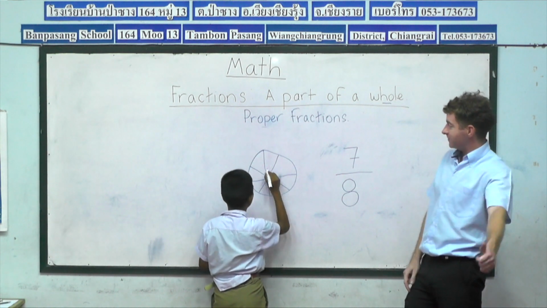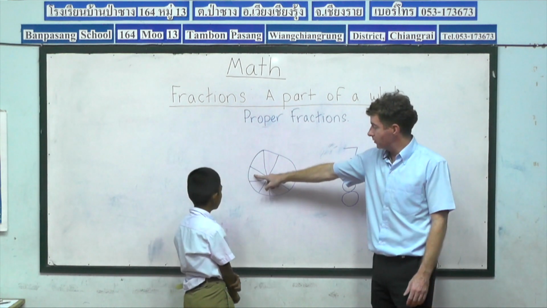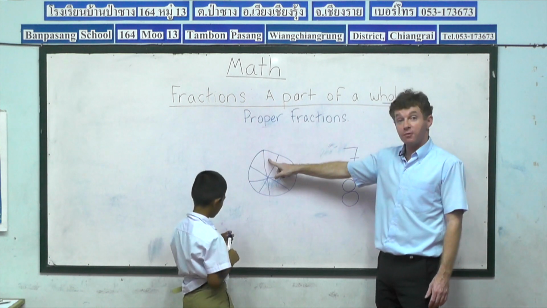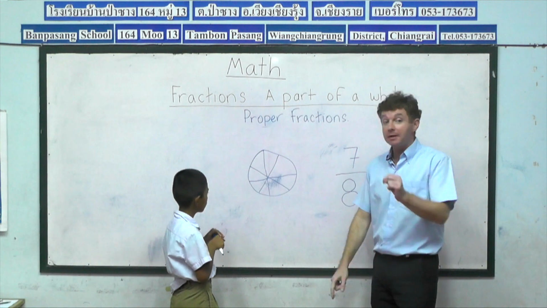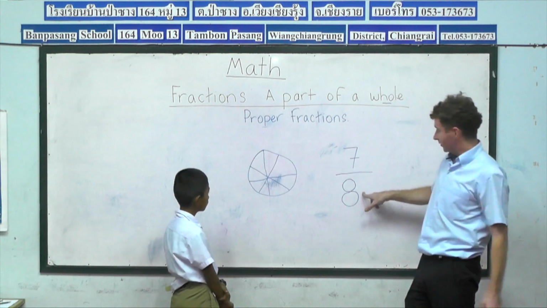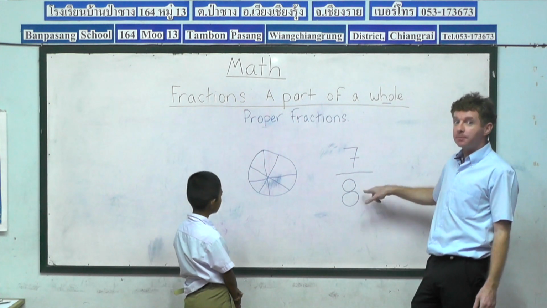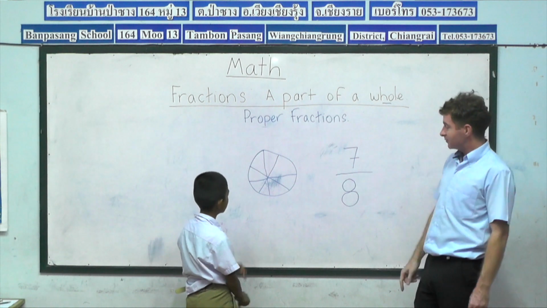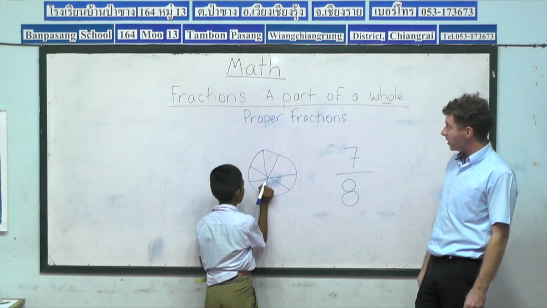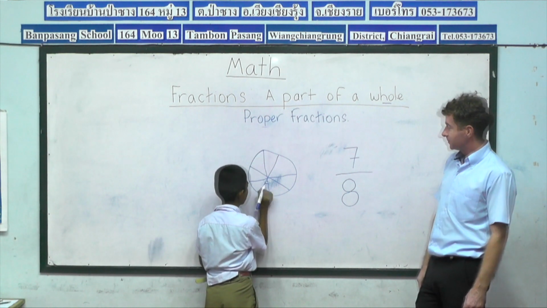Okay, well done, Pat. So now let's count. 1, 2, 3, 4, 5, 6, 7, 8. How many parts? Okay, so we've got our denominator correct, 8 parts. How many parts do we need in blue? 7. So Pat, can you do 7 parts of our circle in blue?